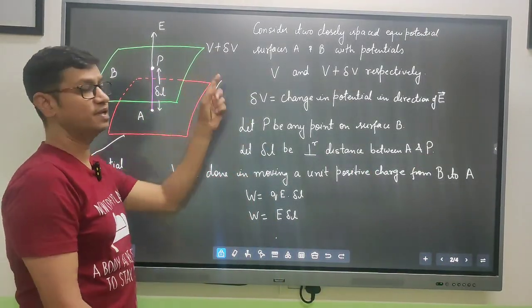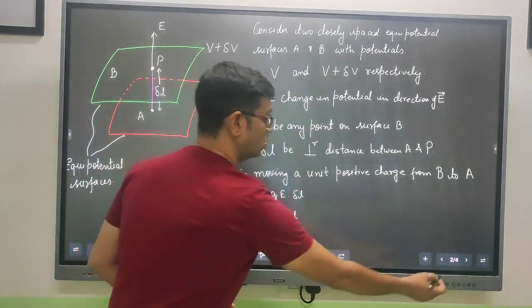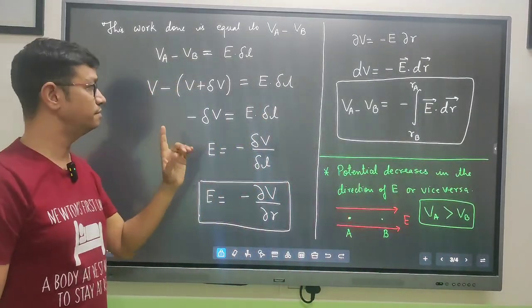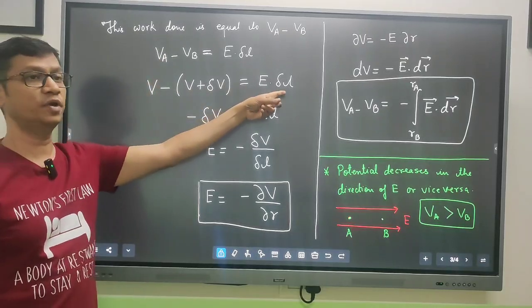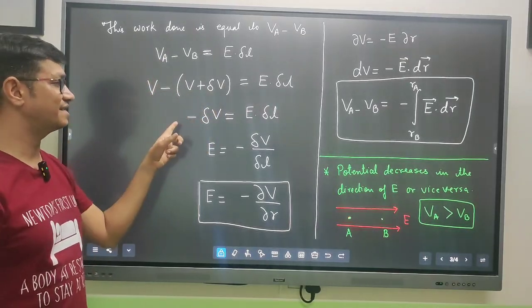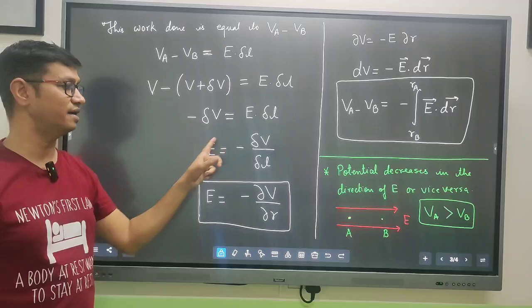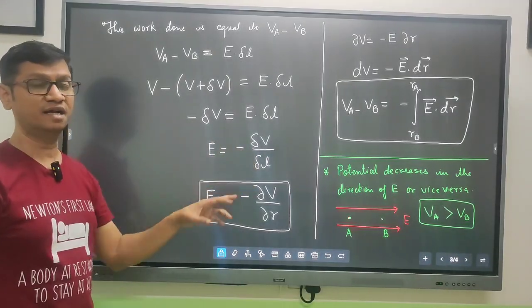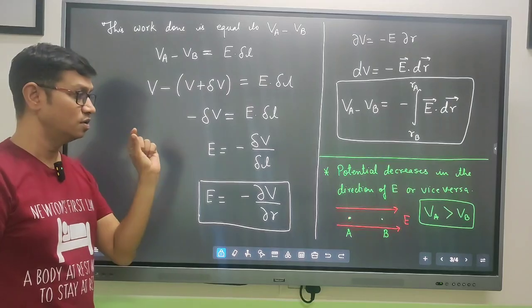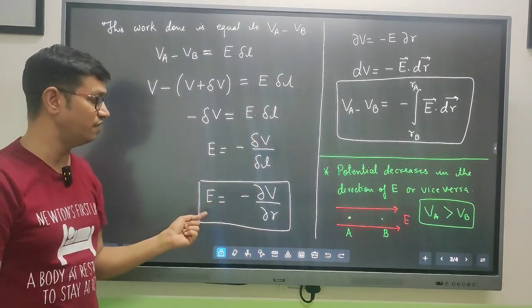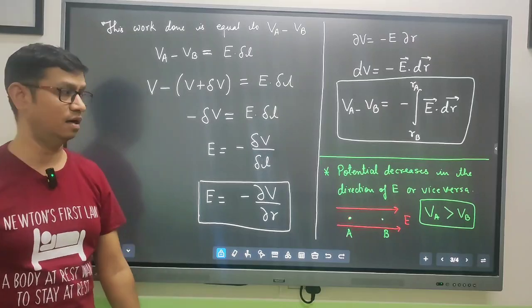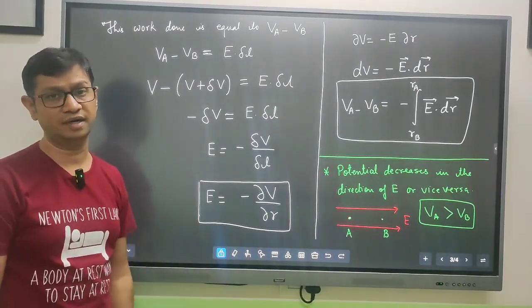and VB as V plus delta V, so what will this become? V minus V plus delta V, VA minus VB is equal to E into delta L. Now V gets cancelled, minus delta V is equal to E delta L. So E is equal to minus delta V by delta L, and in terms of small delta V, we can write this as E is equal to minus del V over del R.